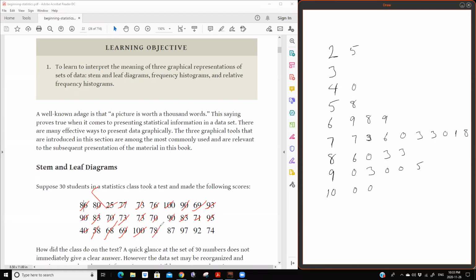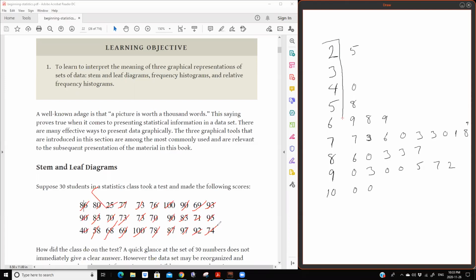8 goes here. 87. 97. 92. And 74. There you go. There is no room here, but there must be a 4 also here. Okay, so this is called a stem and leaf plot.